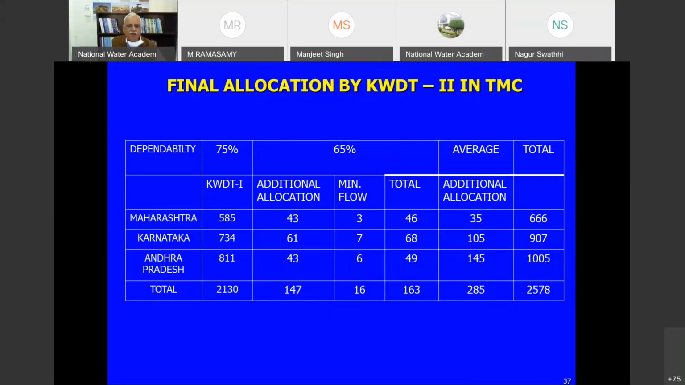An interesting decision of this tribunal is that from the environmental and ecological angle, there are certain flows to be released by the riparian states, and they directed Maharashtra to release 3 TMC, Karnataka 7 TMC, and Andhra Pradesh 6 TMC. So thus 16 TMC flows will be flowing through the Krishna River for environmental and ecological purposes, from 65% dependable flows as well as average flows. The average flows allocated to the three states are 35, Karnataka 105, and Andhra Pradesh 145. So the total allocation is 666 TMC to Maharashtra, 907 TMC to Karnataka, and 1005 TMC to Andhra Pradesh.